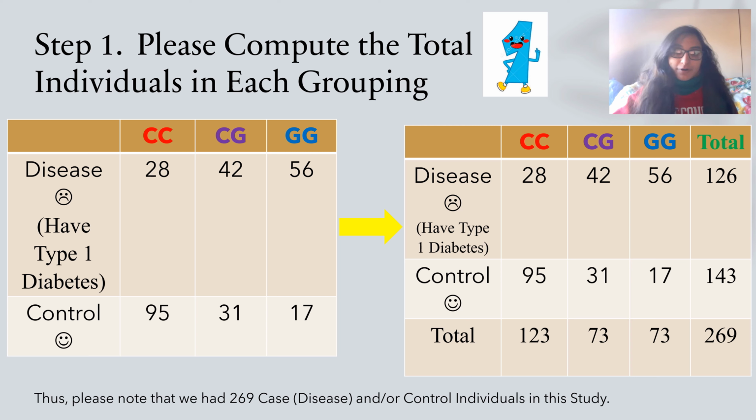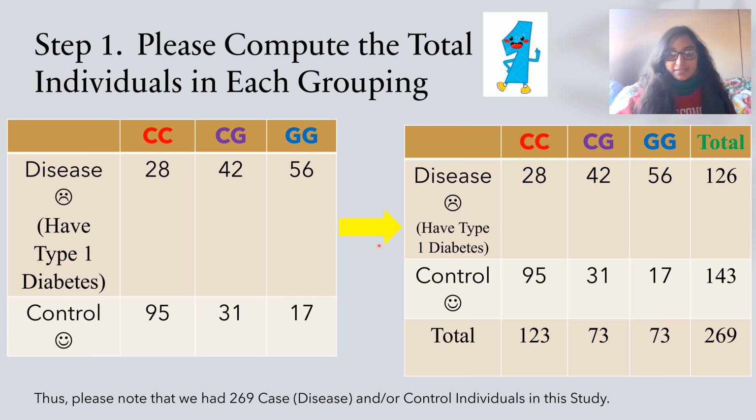Similarly, for our situation, when we're trying to figure out if there's an association between this SNP, this location, and the genotype that we have observed, the number one step is we're going to first find these total values. We're going to sum across the disease and across the control, and across these genotypes, and find the total distribution of individuals in these groups.